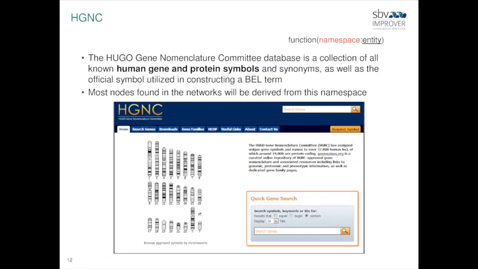HGNC is essentially the HUGO Gene Nomenclature Committee database. This is a collection of all human gene and protein symbols, as well as all their related synonyms. But it also contains the official symbol for that gene or protein of interest that can be utilized in constructing a new BEL term. You will see as you navigate through the NBC networks that a large portion of the nodes found in the networks will be derived from this namespace. This is just a screen capture of, I know many people may already be familiar with this database, the navigation portal and how you search for genes on that website.